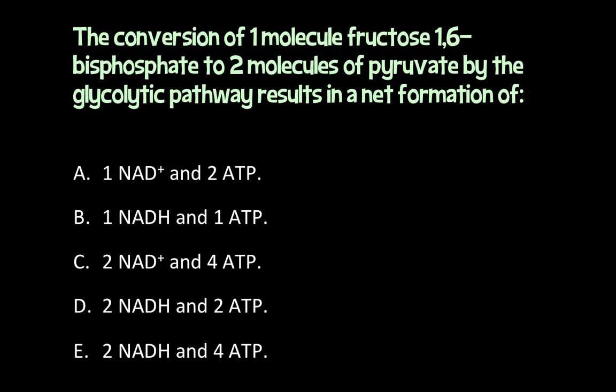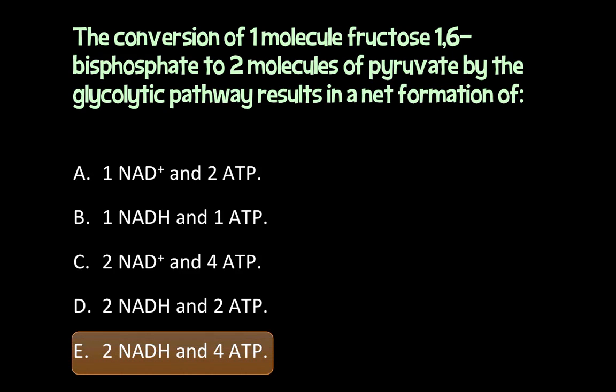The conversion of 1 molecule of fructose 1,6-bisphosphate to 2 molecules of pyruvate by the glycolytic pathway results in a net formation of. That's right, the answer is 2 NADH and 4 ATP. Now that might be a little trickier, because instinctively you would probably have wanted to say D, which was 2 NADH and 2 ATP, but that's wrong.